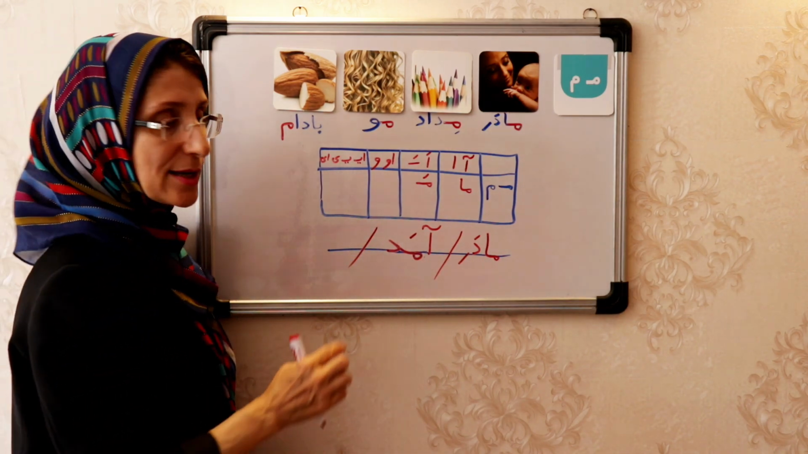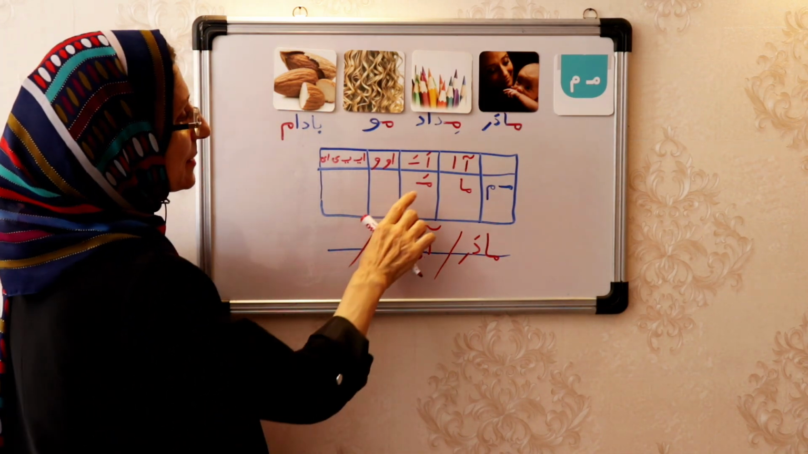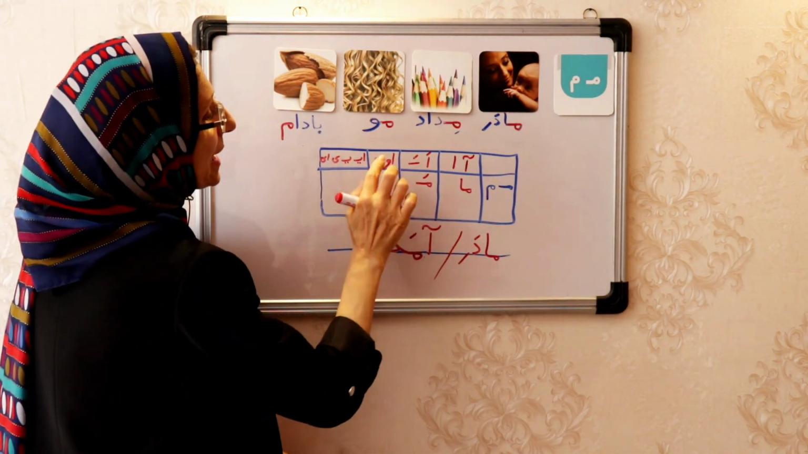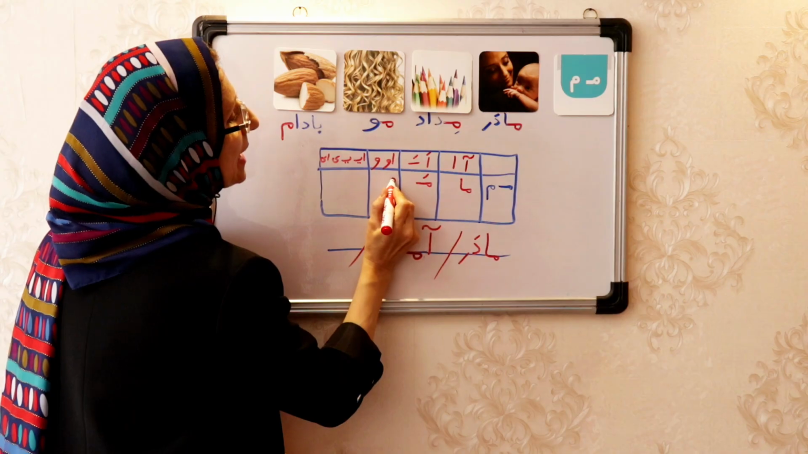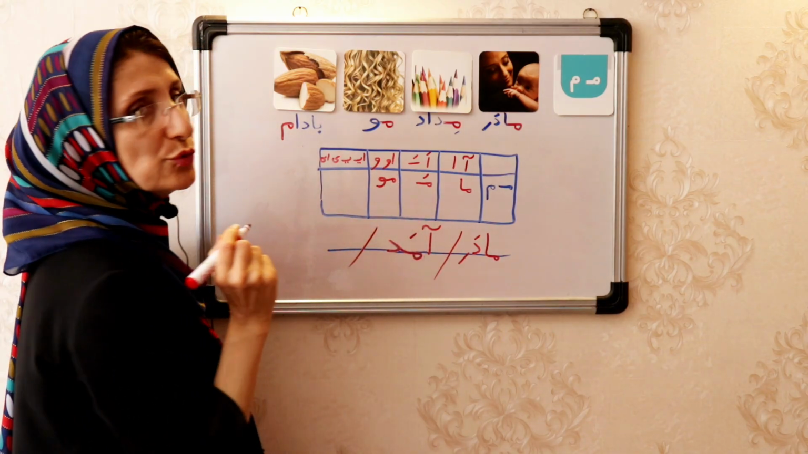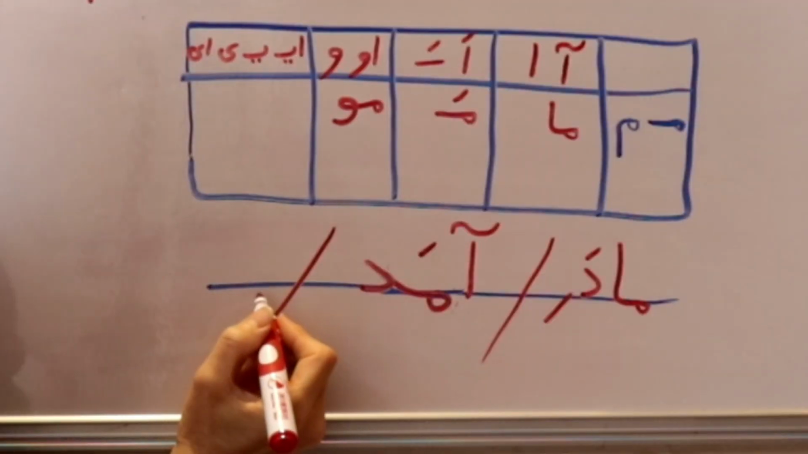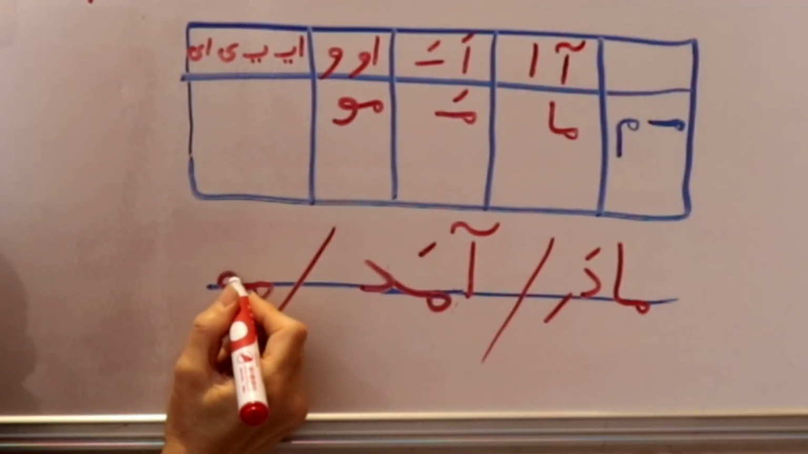آمد. Now if we make friendship between "me" and "u", then we have "mu". Right, "mu".